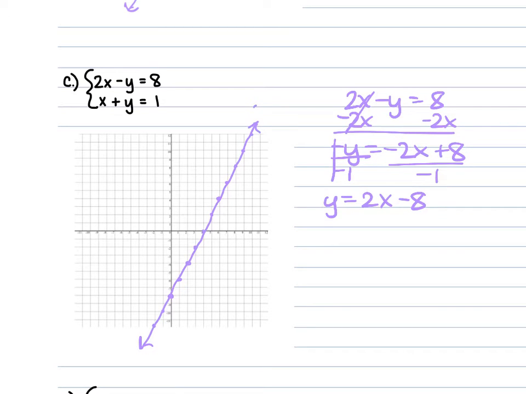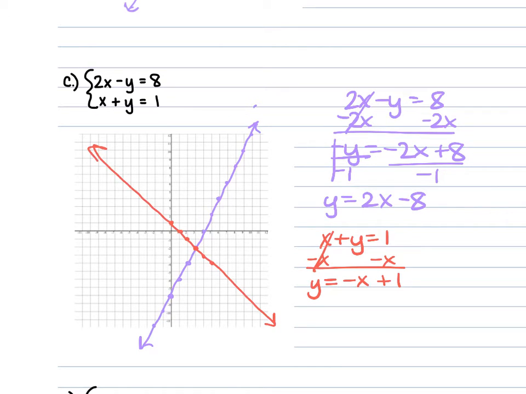All right, so for our next line, we have x plus y is equal to 1. Subtract that y from each side, we get y is equal to negative x plus 1. So we're going to start at 1, and then we're going to go down 1 to the right 1, and keep going down 1 to the right 1. So this is going to give us our line that looks similar to this. And then our point of intersection is the ordered pair 3, negative 2.